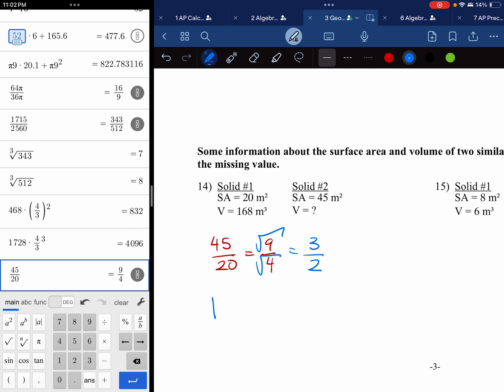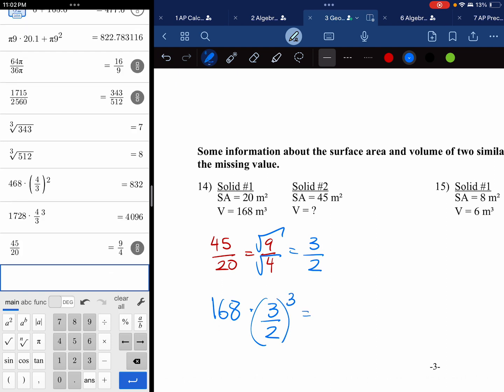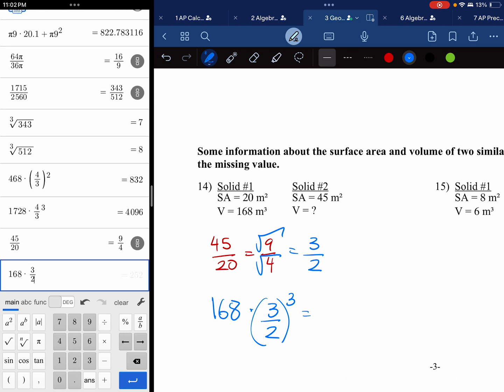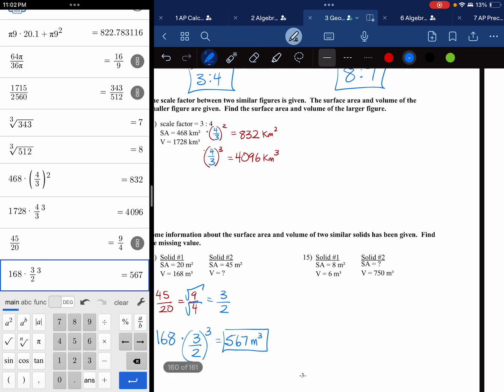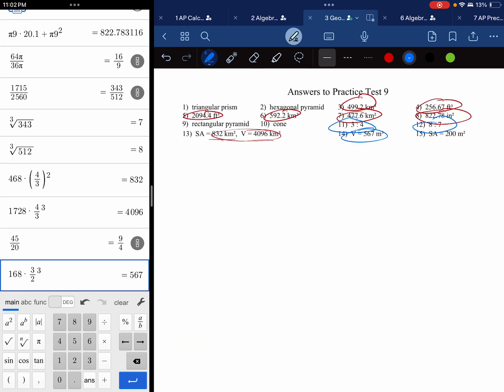So we have 168 for our volume here, right? We're going to multiply that by 3 over 2. The problem is this is in the third dimension, so this is going to be to the power of 3. So just type this in, 168 times our ratio of 3/2, and that's going to be to the power of 3. And I get 567. Our units here are going to be meters cubed because we are in volume, which is the third dimension. So 567 for number 14.